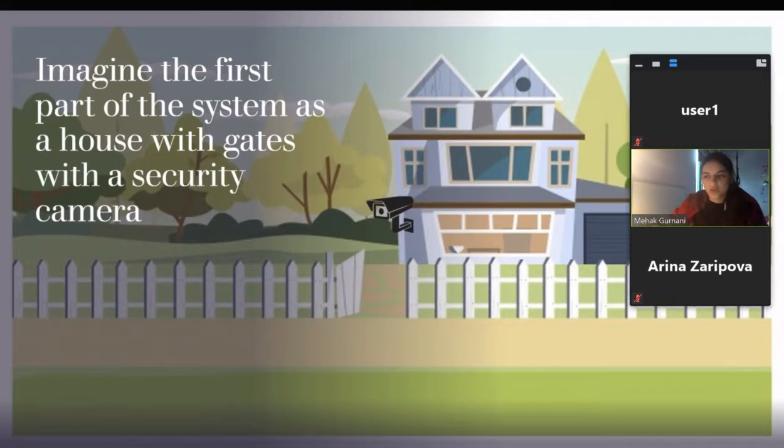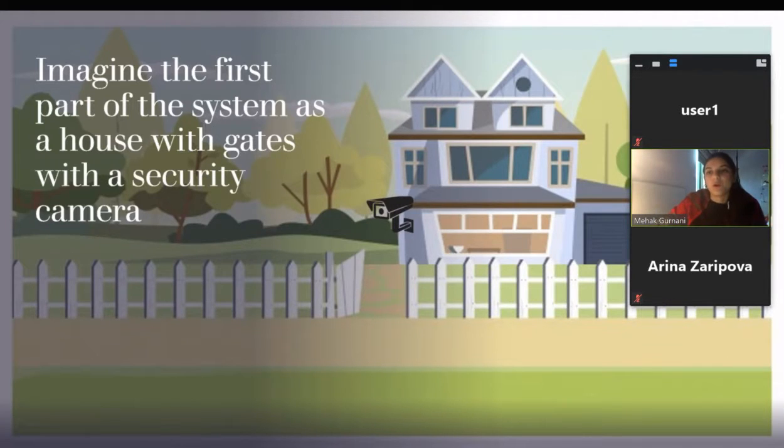Even when you enter your own house, you have to pass a gate, and everybody has to walk through it, regardless of if you know them or you don't know them. And the camera just sees what's happening. So this is what the first part of our immune system is essentially like. It's very similar to this because it's non-specific. It's a very important key term in immunology, and it's called natural immunity.